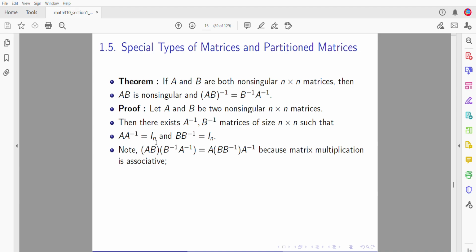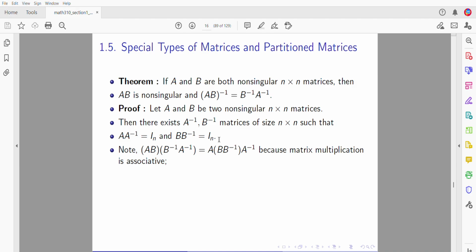Now, you see, the claim is the inverse of AB is B inverse A inverse, so why don't we multiply it out? AB in parenthesis times B inverse A inverse. Well, we know multiplication is associative. That means I can move the parentheses around. So I'll move the parentheses around B inverse, keep A and A inverse outside.